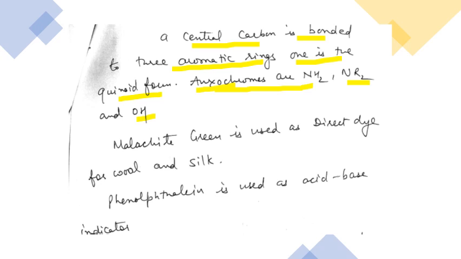So malachite green comes in this category, which is used as a direct dye. We can use it directly in the application for coloring wool and silk. And the next important example of this category is phenolphthalein, which is mostly used as an acid base indicator. So phenolphthalein is also a dye which comes in this category of triaryl methane dyes, used for indicator purposes.